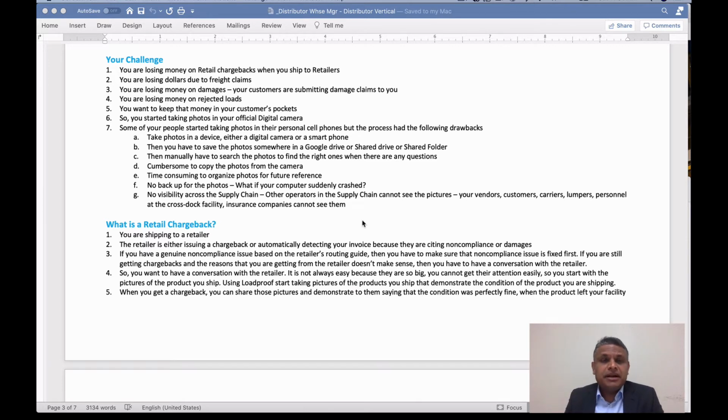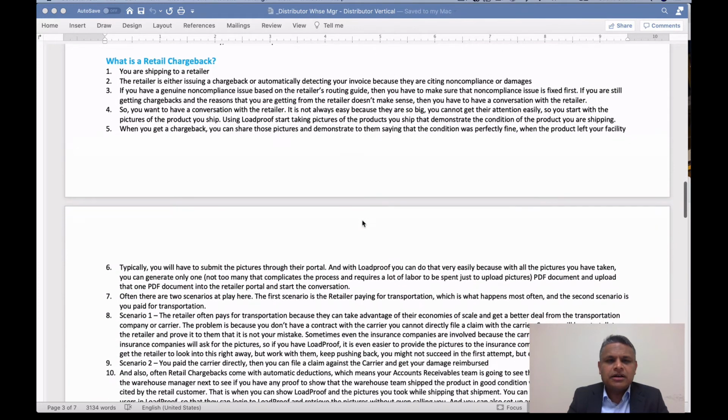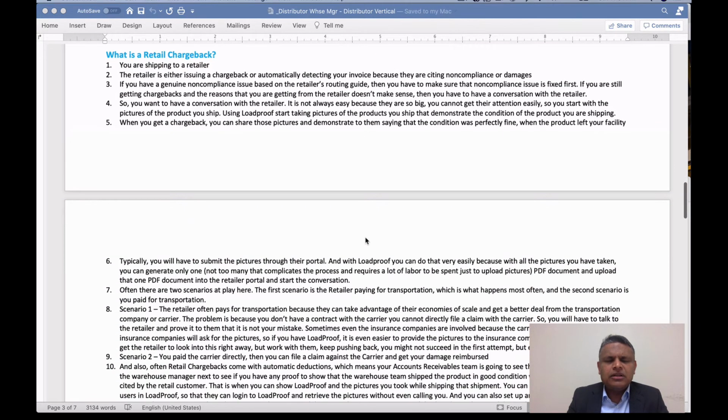So, some people have a Google Drive shared folder. They are organizing all these pictures there, but the problem is that it's just a lot of manual work. And I've heard stories where executive assistants and clerical people spend days. I mean, they spend all day organizing those pictures, right? And there is no way to go back and find the exact picture that is relevant for that conversation, relevant for that claim, relevant for whatever issue you're trying to solve, right? So those are the challenges, and so let's dig a little bit deeper on all these chargebacks, right?